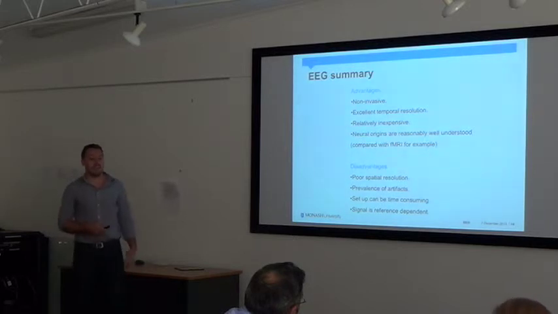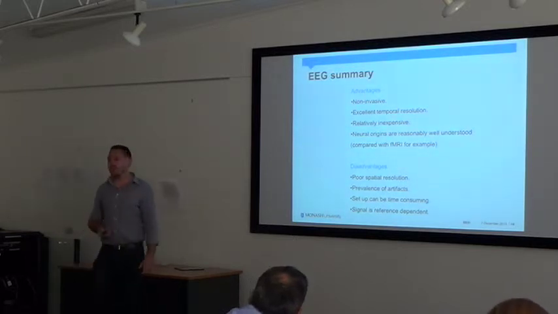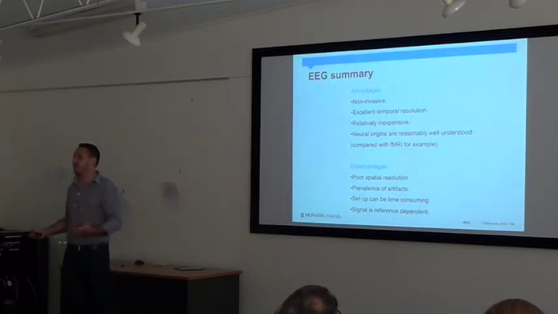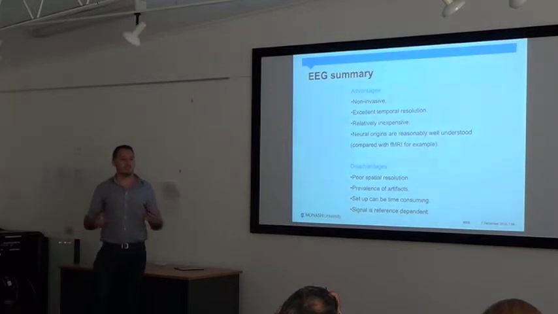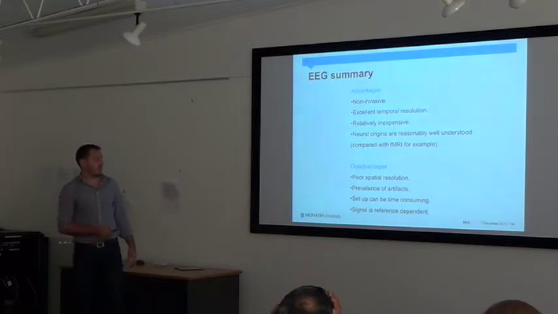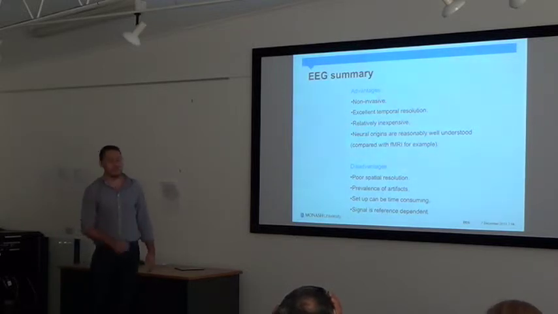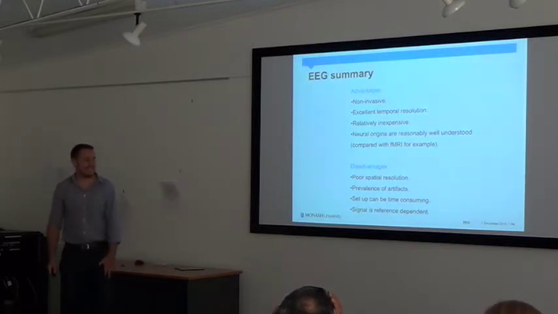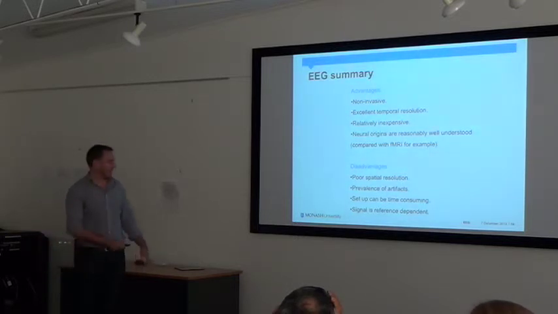It's relatively inexpensive. We've had a question before about cost. The main cost with EEG labs is setting up the equipment. Once you've got the equipment to actually run the experiments, it's very, very cheap. You only need gel and a few consumables, and you're pretty much good to go. As well, the neural origins of the signal are reasonably well understood. A little bit of a dig at the fMRI guys here, compared to some of the other imaging modalities.